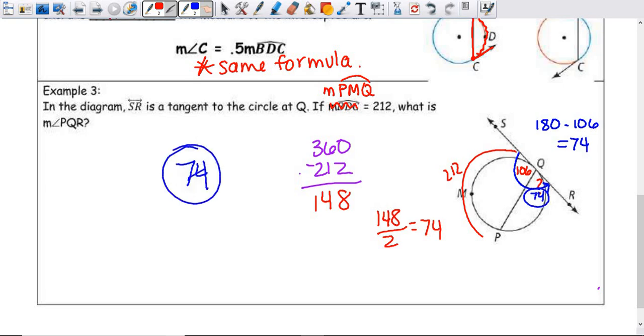Okay, so a couple ways you could do this using all of your information about tangent lines and inscribed angles.